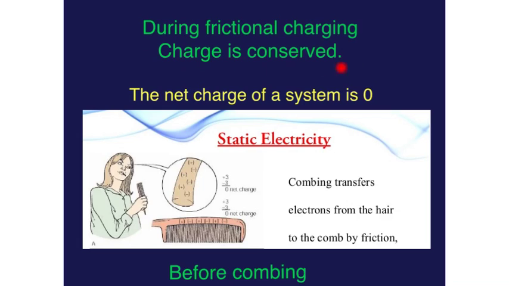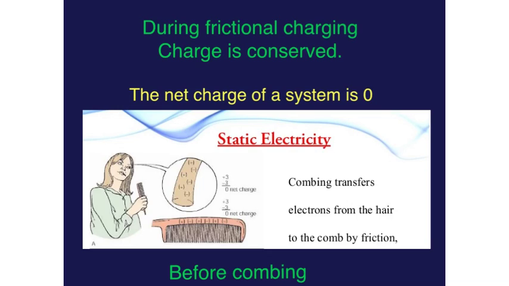When we use friction to charge objects, the total charge is conserved. So let's look at this situation. Here we have somebody who's going to transfer some electrons by combing their hair. And when they comb their hair, they're going to use friction to charge the substances.